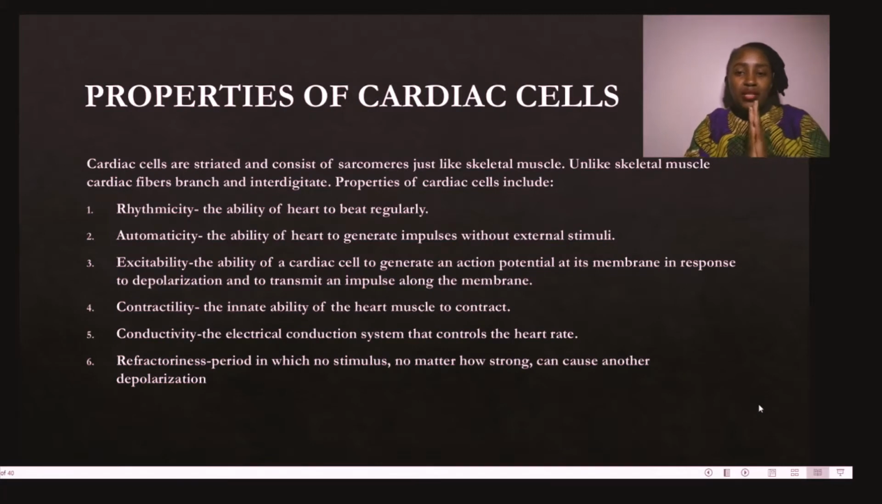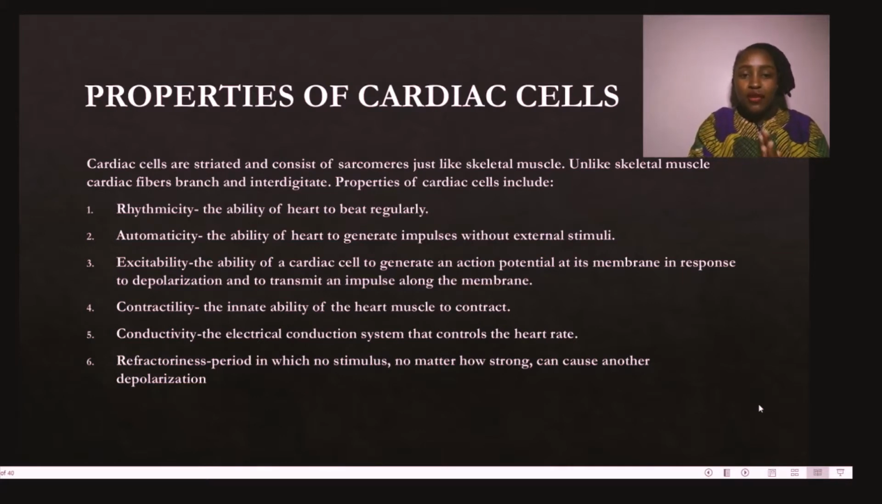Another important lesson to refresh on when you want to understand the fundamentals of ECGs is about the cardiac cells themselves and how they operate, and those are the properties. The properties of cardiac cells include rhythmicity, or the ability to beat regularly. It never takes a break. Once it takes a break, then you're either in cardiac arrest or you're dead.